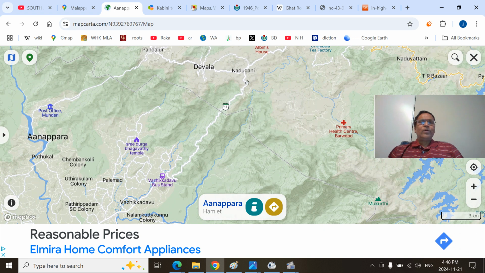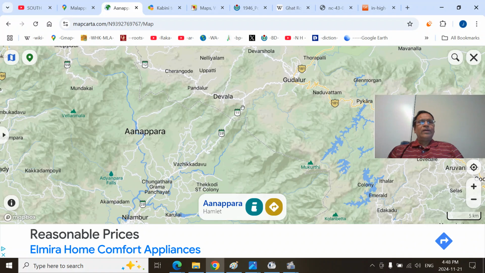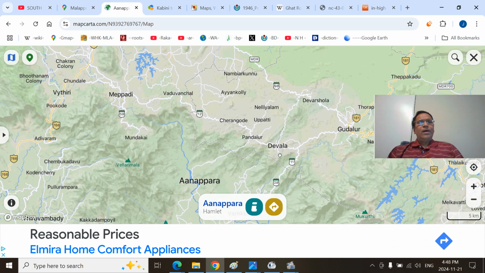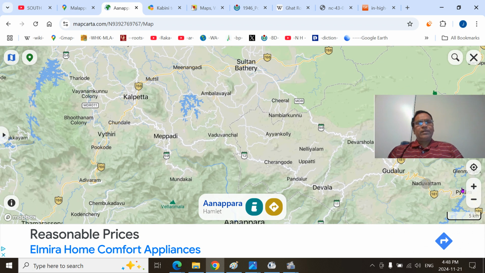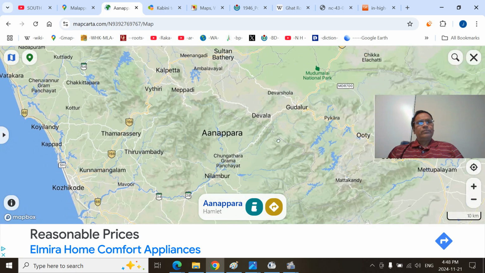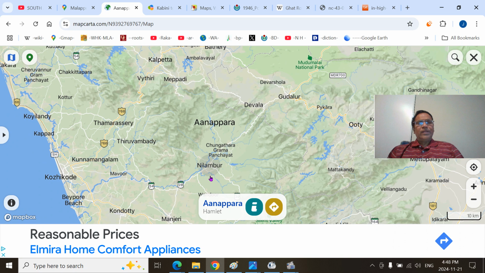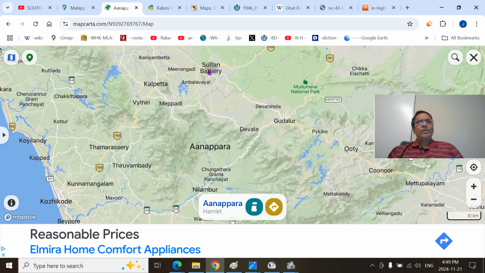Go to Nadugani. So from Nadugani we can go to Devala, PandaLur and Muppani to Kalpetta. That's the district headquarters of Wayanad district. So the easiest way, even though Wayanad is a part of Kerala, from Nilambur, instead of traveling all this, people can take the PandaLur pass, go to Muppani or Kalpetta, even to Sultan Battery.